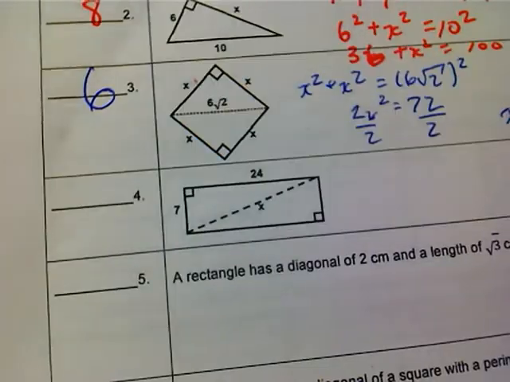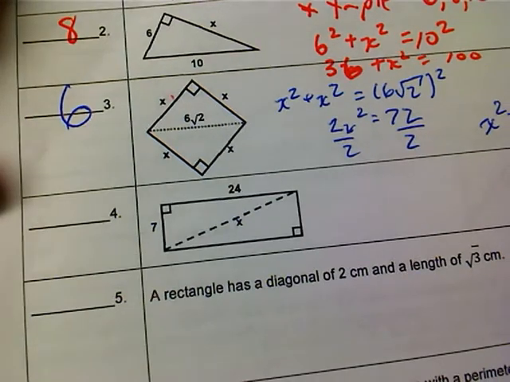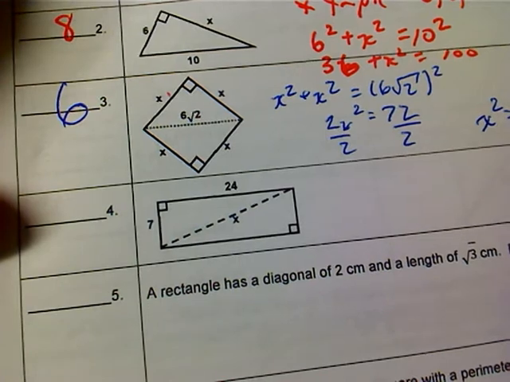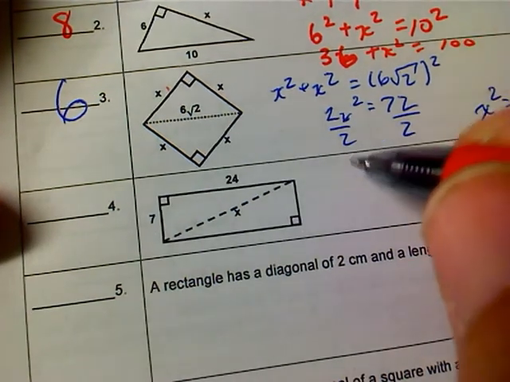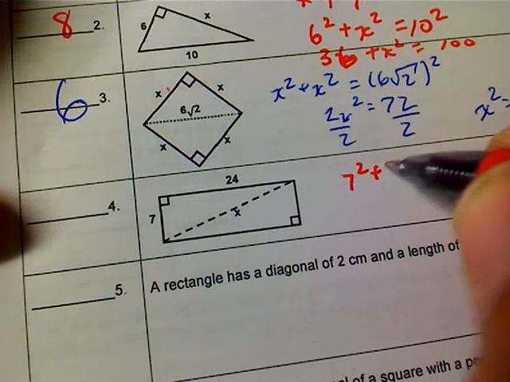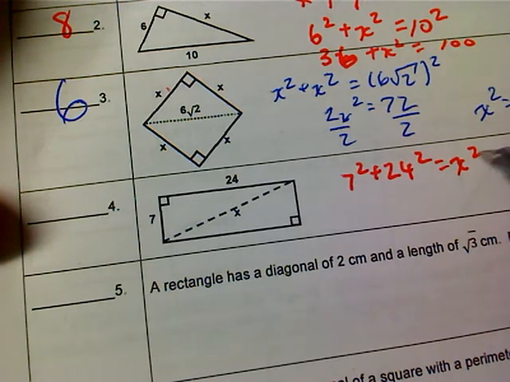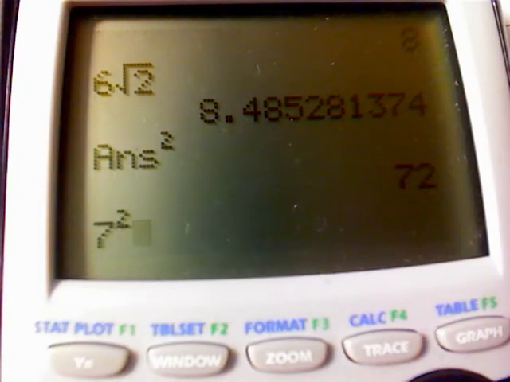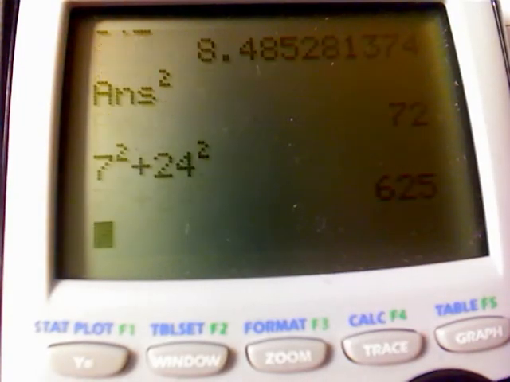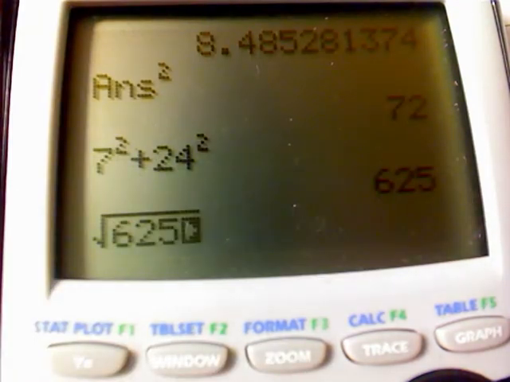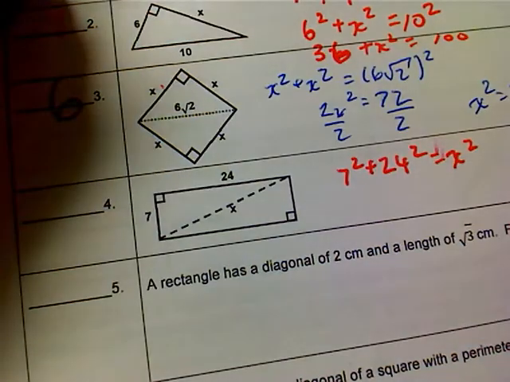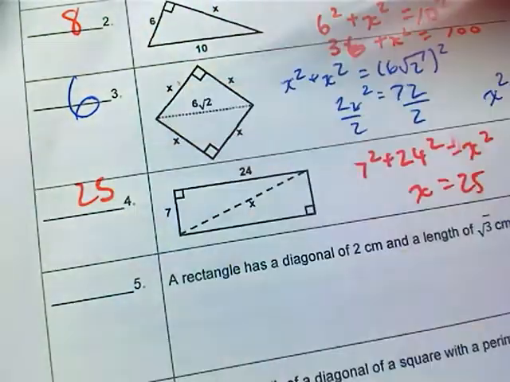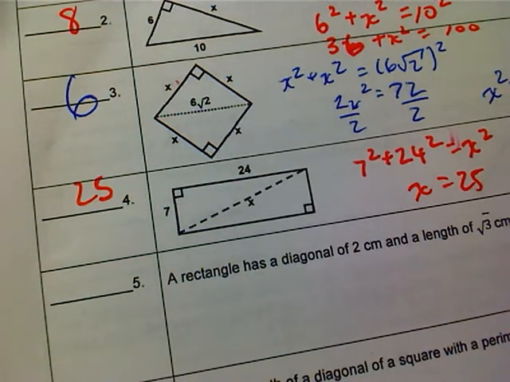Move this a little closer here. All right, so this one right here, again, Pythagorean Theorem. Maybe you remember it's a triple, maybe you don't. If you don't, it's 7 squared plus 24 squared equals x squared. So on the calculator, it's 7 squared plus 24 squared, and then take the square root of that number. Right there is 25. So x equals 25. It's a 7, 24, 25 right triangle.